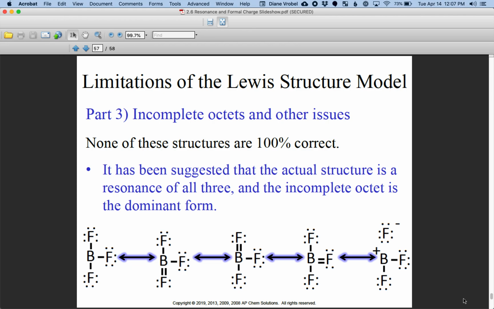Now, the interesting thing is that the leftmost drawing that is part of this resonance structure drawing here is the accepted and more dominant view of this molecule. So even though you could argue that boron trifluoride has ionic bonding, there's resonance within this molecule, and the leftmost structure is the more dominant and accepted form.